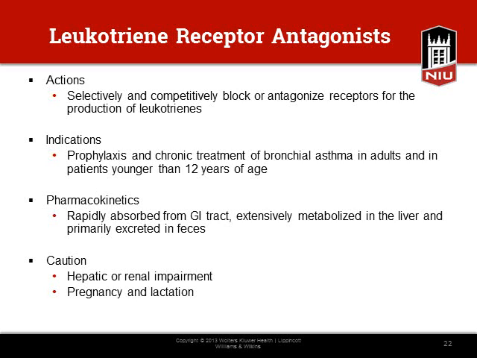Pharmacokinetically, it is absorbed from the GI tract, extensively metabolized in the liver, and primarily excreted in the feces. We need to be careful with hepatic impairment for sure, maybe consider renal. We want to be cautious with pregnancy and lactation.